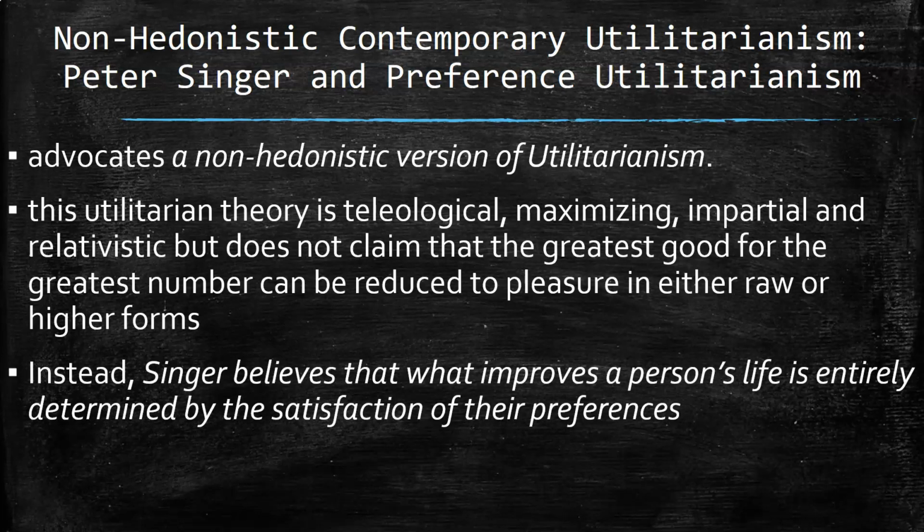What he says is, what improves a person's life is entirely determined by the satisfaction of their preferences. And that's what he means by you can't really figure out the greatest good for the greatest number just by this concept of pleasure or pain. Because what people like is up to their own preferences, right? And that's where we shouldn't say some things are better than others, right?